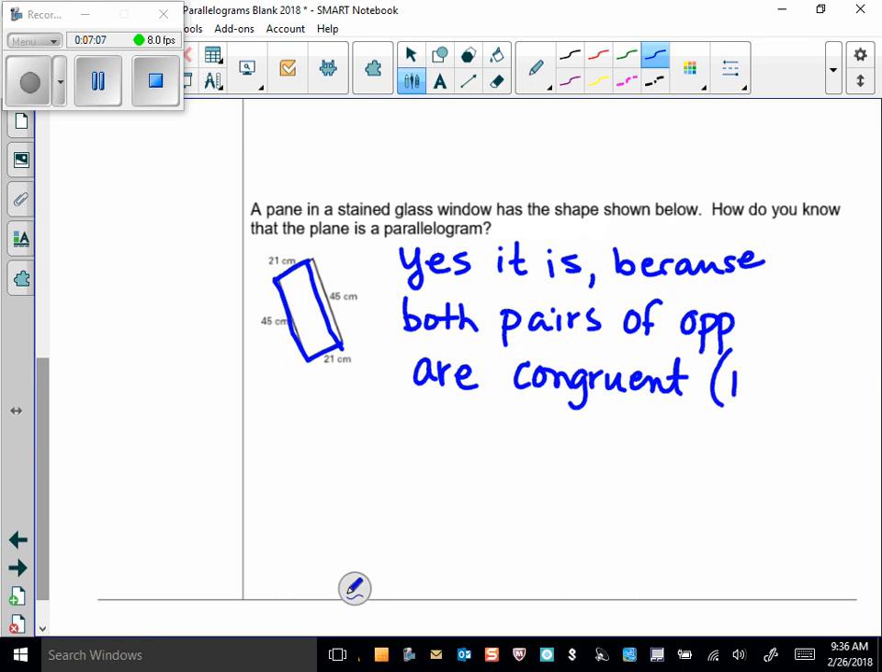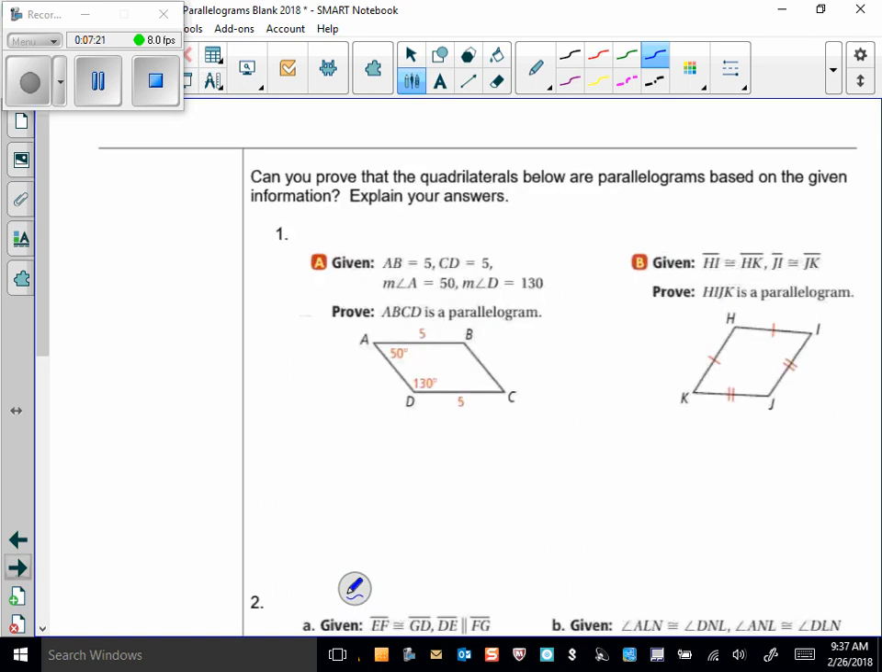And I'm just going to put in parentheses, that's a theorem, because everything's a theorem except for the definition that says both pairs of opposite sides are parallel. So I don't want to get confused about the theorems and the definitions. I mean, the definition of parallelogram. Okay, so I'm going to let you take on these.